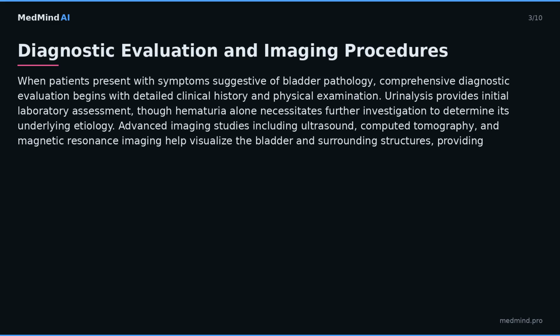Advanced imaging studies including ultrasound, computed tomography, and magnetic resonance imaging help visualize the bladder and surrounding structures, providing information about tumor size, location, and involvement of adjacent organs. These imaging modalities prove essential for staging purposes and treatment planning, allowing clinicians to assess whether disease extends beyond the bladder wall.